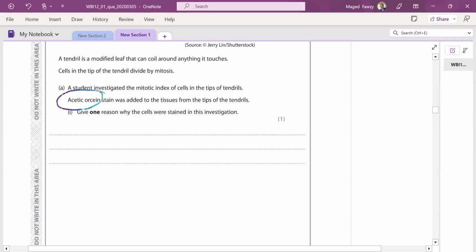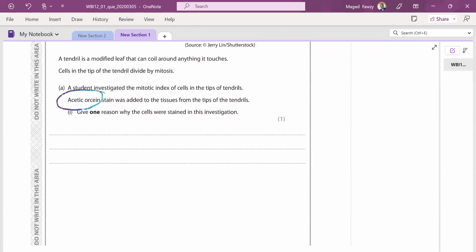Instead of chromosomes, if Mohamed said DNA, it's totally accepted. But if Ahmed said instead of DNA, for example, cell membrane, Yassin, definitely it will be wrong. If Layla said organelles, definitely it will be wrong.